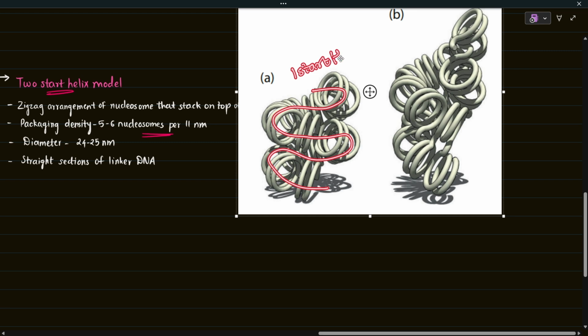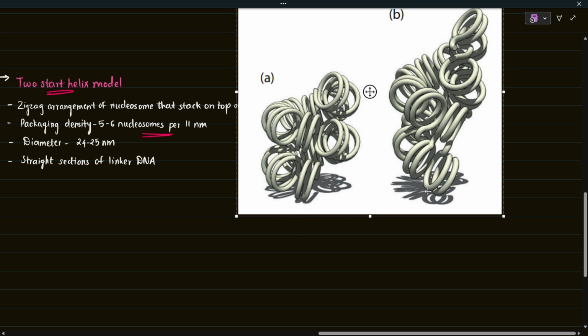model. This one start helix model is very compact. It has high packaging density. And what was the packaging density? It was 11 nucleosomes per 11 nanometer. This was the packaging density of the one start helix model.